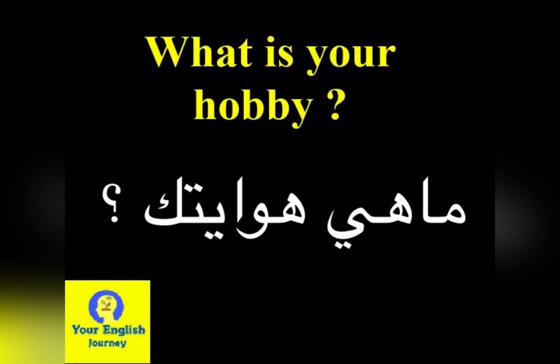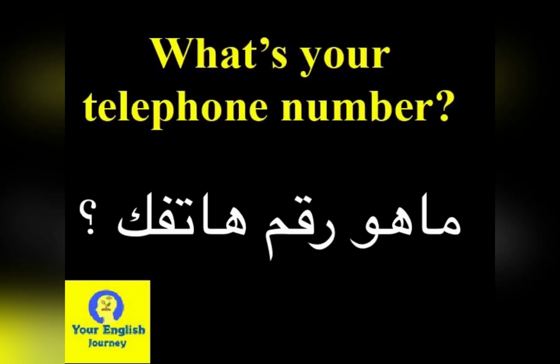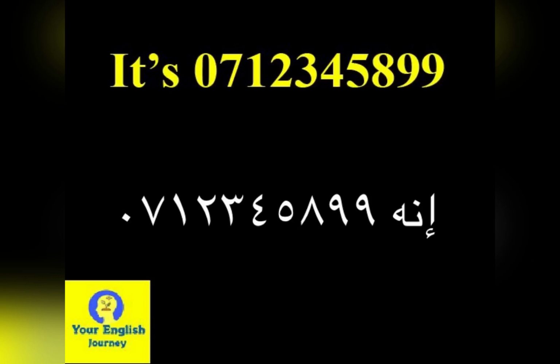What is your hobby? I like swimming. What's your telephone number? What is your phone number? It's 07 12 34 58 99. When you give your phone number in English, we don't say zero zero, we say oh, and then pronounce the numbers one by one.